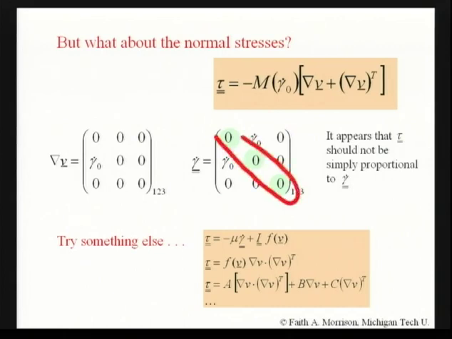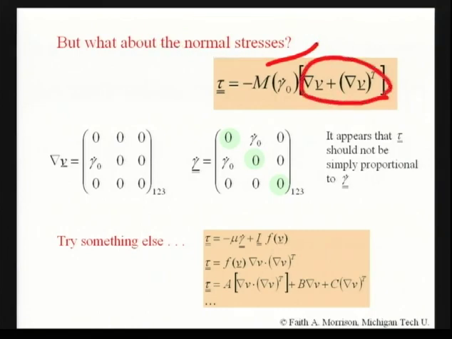And these will always be 0. And there's no subtlety to 0 minus 0. It's 0. So we will never predict normal stresses with a model that just does that. Okay? So we have to make up something else.